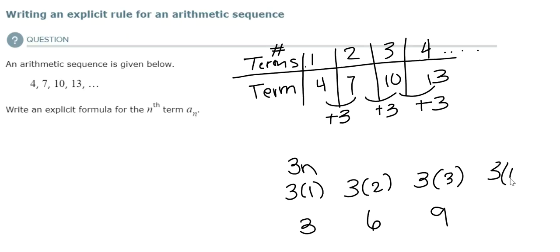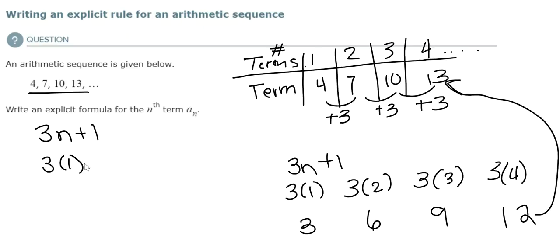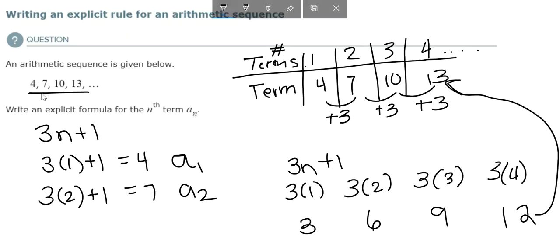So I need to think about, well, what do I still need to transform this list up to this list right here? And the answer would be I need to add 1 each time. So if I add 1, then I can compute this list right here with the formula. So it would be 3 times 1 plus 1 is equal to 4, and that matches term 1. And then I can check, is 3 times 2 plus 1? Well, that's equal to 7, and that matches term 2.